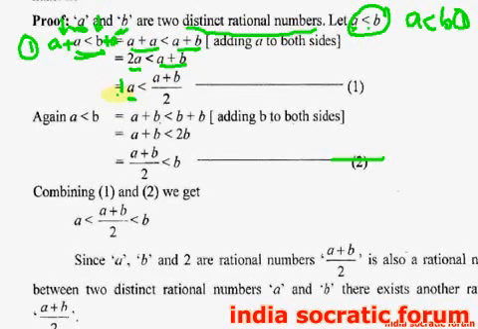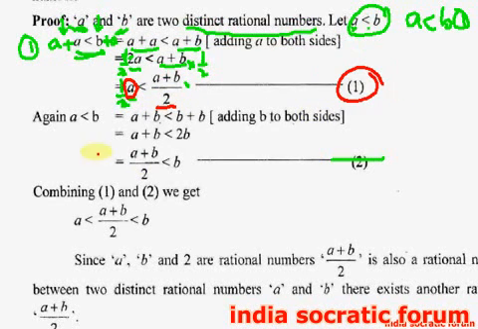Hence, multiplying by 1 over 2 on either side, the 2 cancels, and we get A is less than (A plus B) by 2. This is step 1.